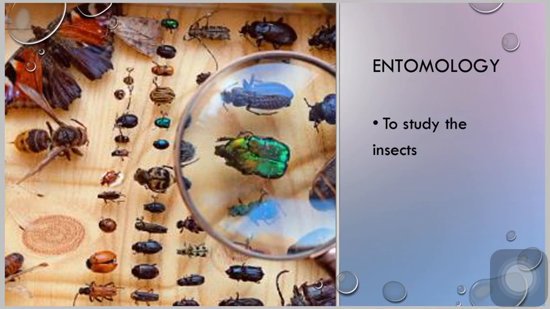Next one is entomology. Entomology is the study of insects. As maybe you know, insects are more numerous than human beings or any other living organisms. So the study of insects is also very important for biology. So we study them separately in the form of entomology.